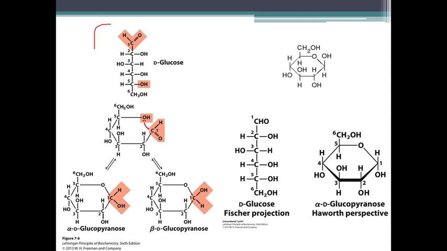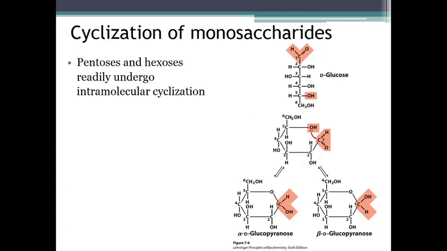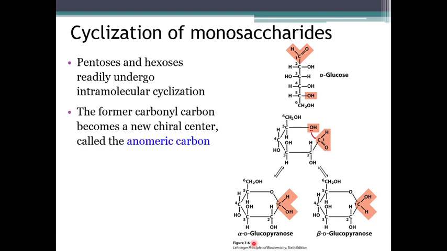Pentoses and hexoses readily undergo intramolecular cyclization, as shown here. The former carbonyl carbon, which is the aldehyde, the first carbon, becomes a new chiral center, as you can see. If the hydroxy is down, it's alpha D-glucopyranose, and if it's up, it's beta D. This new chiral center is called the anomeric carbon. This carbon 1 in the cyclic structure is called the anomeric carbon. Another word for you to remember. The former carbonyl carbon becomes a hydroxyl group. The position of this group determines if the anomer is alpha or beta.